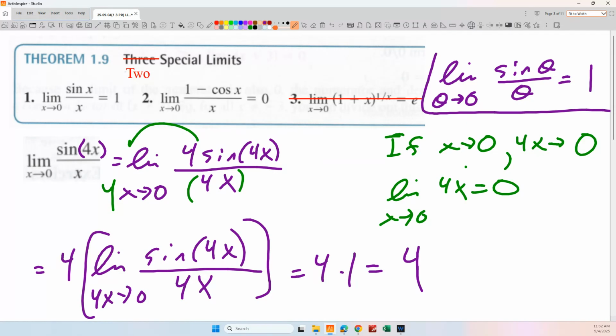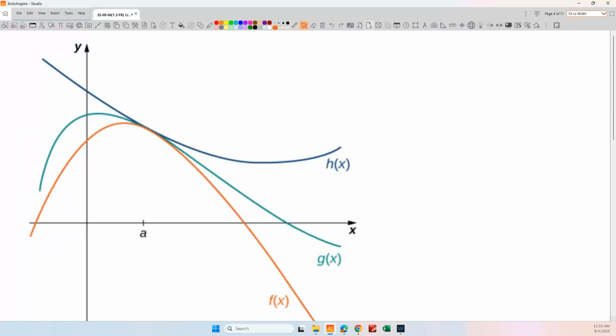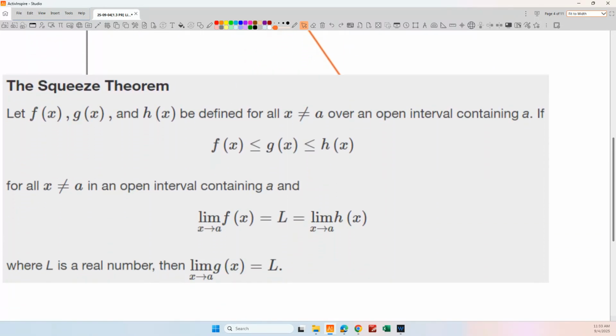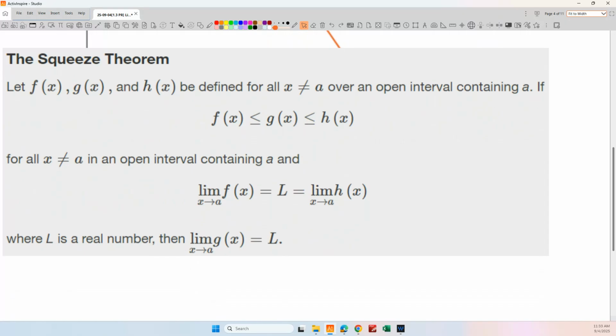So I can tell you're a little bit suspicious about this one, though, so let's prove it. First of all, we have to invoke something called the squeeze theorem. What the squeeze theorem says, if we have three functions, f of x, g of x, and h of x, let's let those three functions be defined for all x not equal to a in an open interval containing a, right? So they don't have to be defined at a. They might be, but they don't have to be, right? And how come they don't have to be?